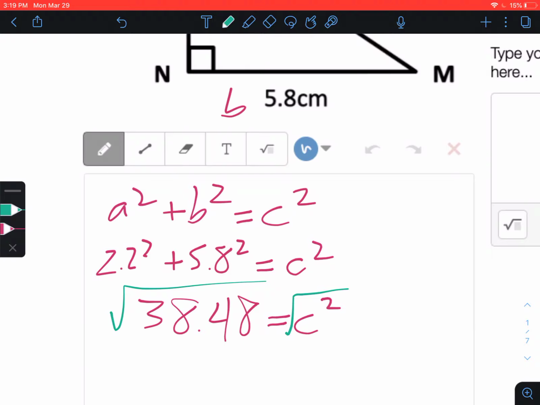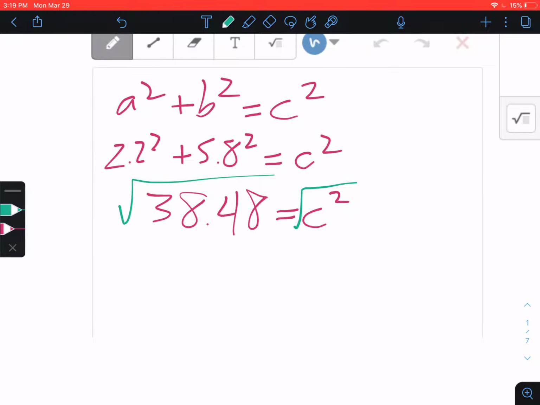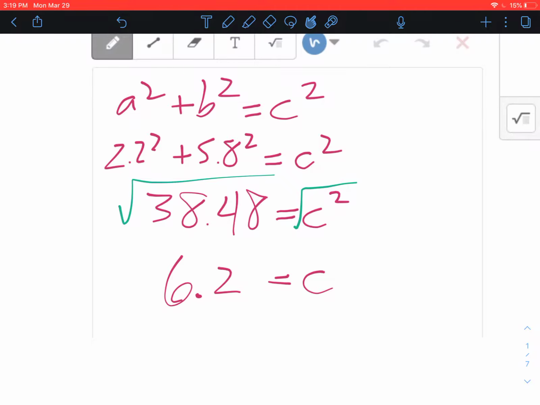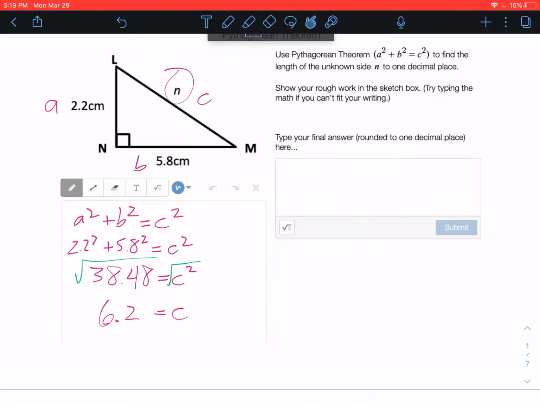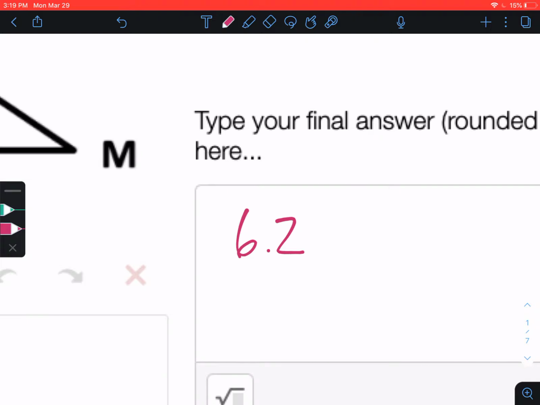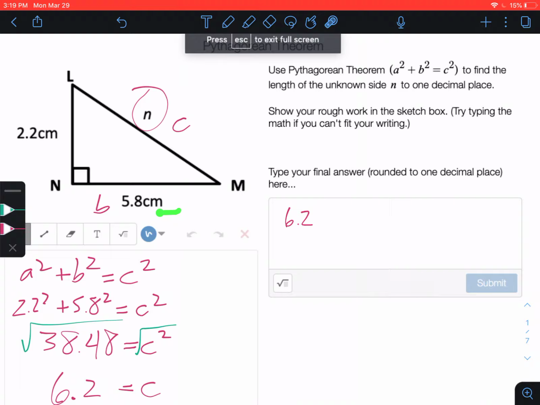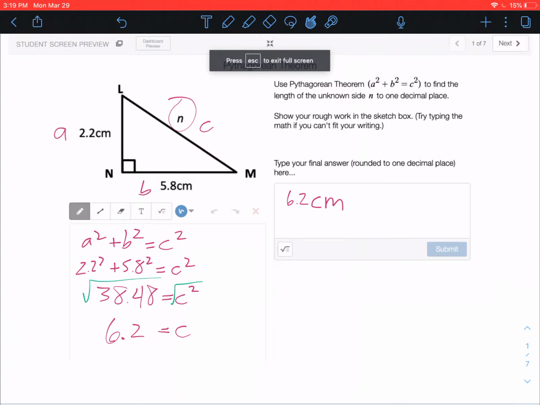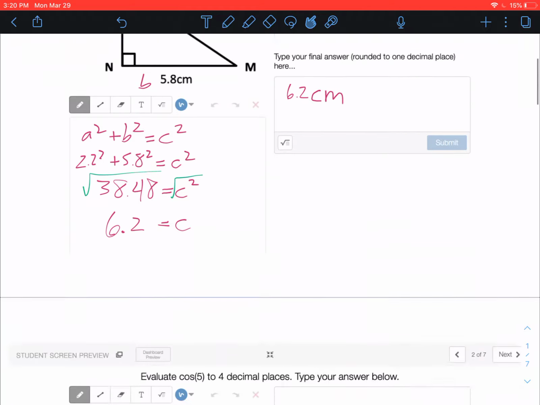If we take the square root of that, on the right hand side we're left with c, and on the left hand side we're left with 6.2. We wanted it rounded to 1 decimal place, so in this text box I would just type 6.2, and since they gave us the measurements in centimeters, I would put centimeters for that. So I've rounded to 1 decimal place, I've used the correct units, and I showed my work in the sketch box. So I'm good to go on to the next question.